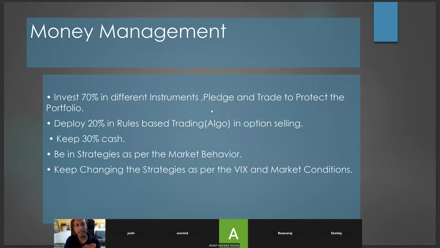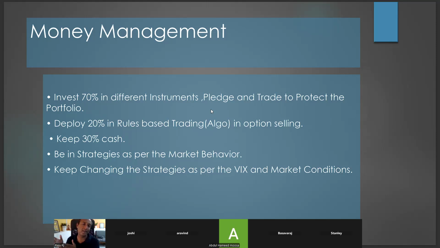Whenever you have money, go and buy Nifty BeES, IT BeES, whichever is in trend. So it works on a rotational basis. Sometimes banking stocks will be doing well. You have all the base and protect that. Pledge it, protect it by buying a put option, and with the rest of the margin, deploy 20% in rule-based trading, which we discussed, whether it may be option selling or option buying. Keep 30% cash so that you can utilize that for swing trading in equities, for 5-10 days.